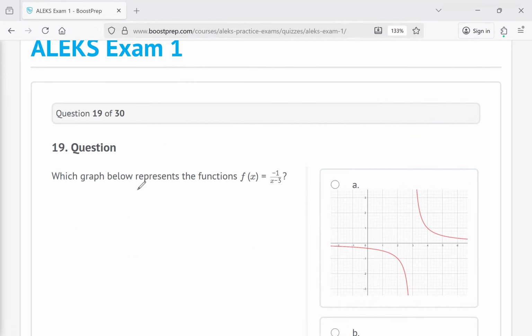Okay, 19. Which graph represents this graph? So we have f of x, or I'll just say y, is negative 1 over x minus 3. So what are we graphing? We are graphing what's called a rational function. And how do I know it's a rational function? Because it's in the p over q form. It's basically a fraction. That's how you know you have a rational function. So what do you need in order to graph a rational function? You need a few things. You need to find the vertical asymptote.